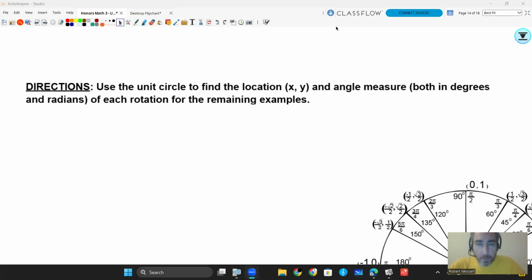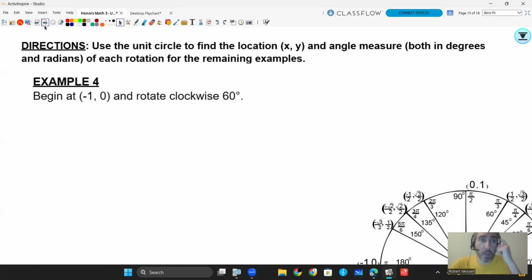All right, in this series of problems, we're going to be focusing on giving a starting location and a specific angle movement. So it could be in radians or degrees, and you're going to have to give the ending location both in coordinates and in the angle, which is going to be either a radian or degree or both in some cases. So let's look at this first example. We're going to begin at (-1, 0), and rotate clockwise 60 degrees. So in a unit circle, and I'm going to use this at the end to check, but right now, let's talk about where (-1, 0) is going to be. So (-1, 0) is going to be right over here. So that's my starting location.